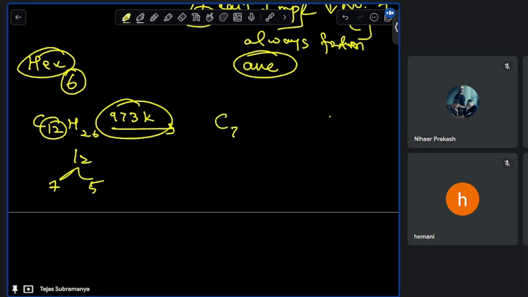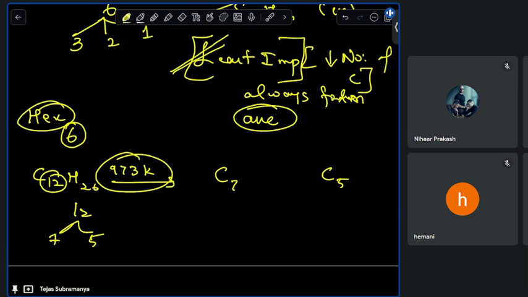C7 and C5. The reason I told you this is not that important is because usually I give you a trick: the least important ones will be ane. But for this big compound, it's the other way around. The least important one will get ene, and this will become ane. Just an exception. Chemistry is full of exceptions, can't help. So that's why I said it's not that important. Exception.